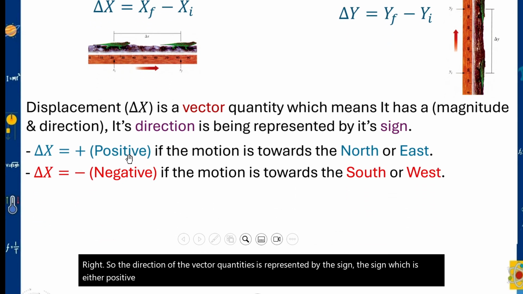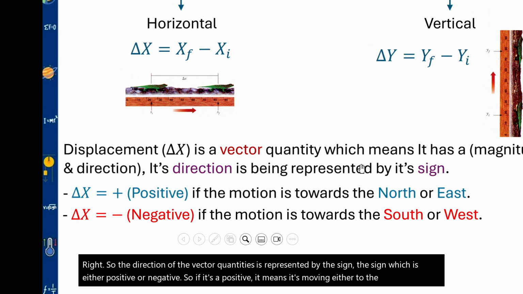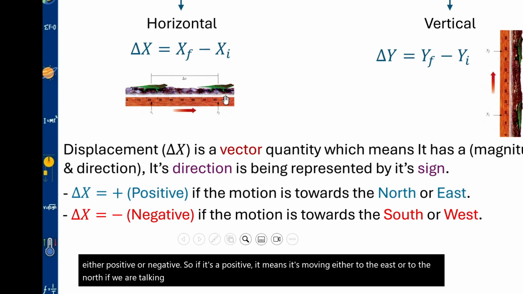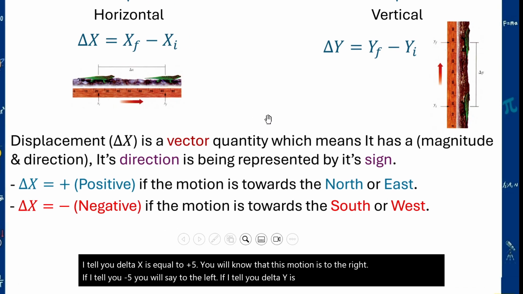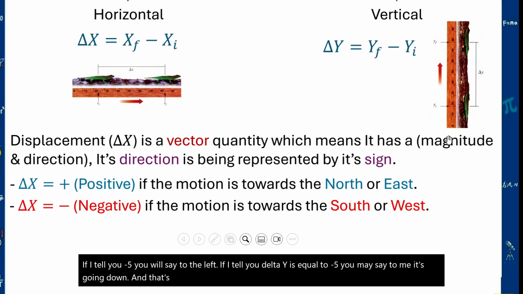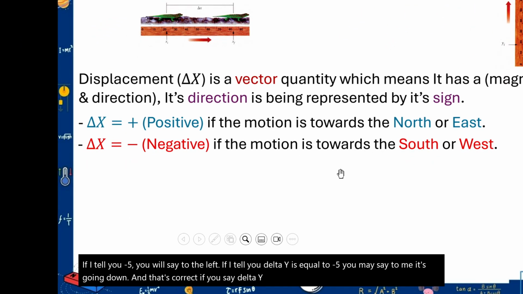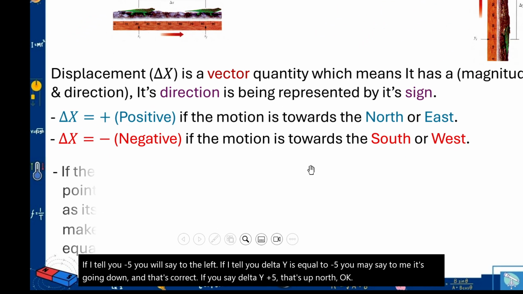So if it's positive, it means it's moving either to the east or to the north. If we are talking horizontally, it's the east only, east or right. I tell you delta x is equal positive 5, you will know that this motion is to the right. If I tell you negative 5, you will say to the left. If I tell you delta y is equal to negative 5, you may say to me it's going down, and that's correct. If you say delta y positive 5, that's up north. Okay? I wish that makes sense.